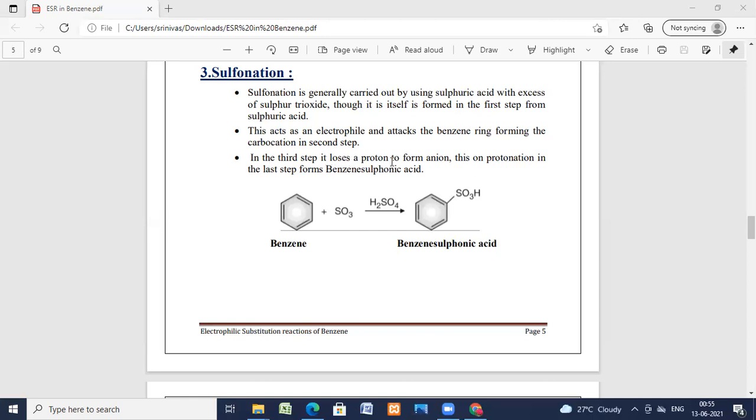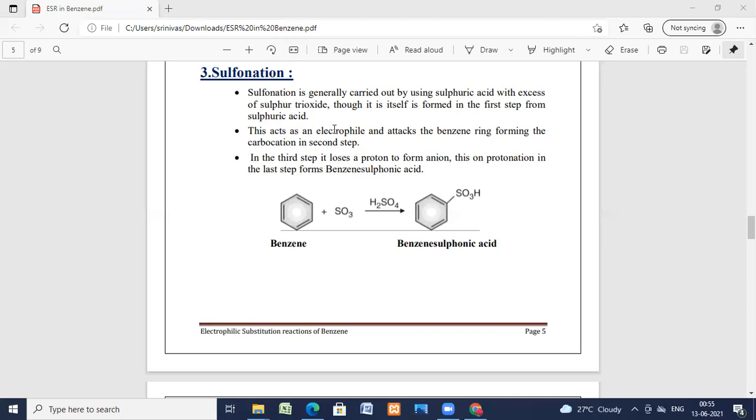In the third step, it loses a proton to form an anion, and on protonation in the last step this forms benzene sulfonic acid. So sulfonation we do with sulfuric acid, and excess sulfur trioxide is generated. It is a neutral electrophile. An electrophile is generally positively charged, but sulfur trioxide is a neutral electrophile. So generation is the first step. These are the general steps involved in this electrophilic substitution. Now, taking the example of sulfonation, once again we'll discuss the three steps.